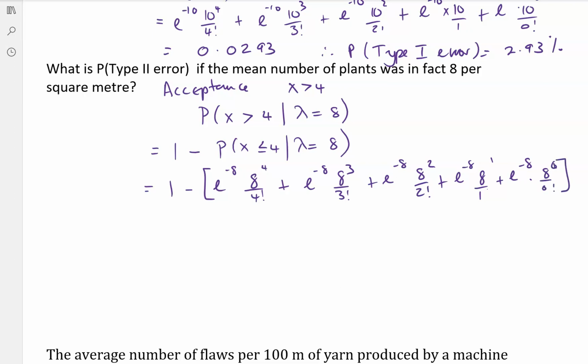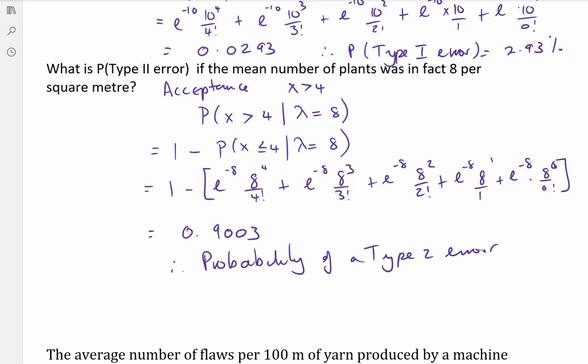Okay, a bit tedious writing all of that out, but they do need to see it. And then all you need to do is crunch that into your calculator, and you're going to come up with a value that is 0.9003. So therefore, the probability of a type 2 error is going to equal 90.03%, much higher.